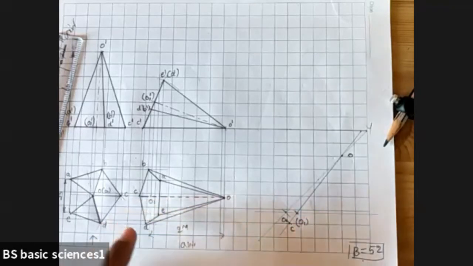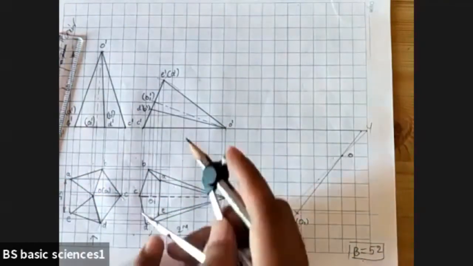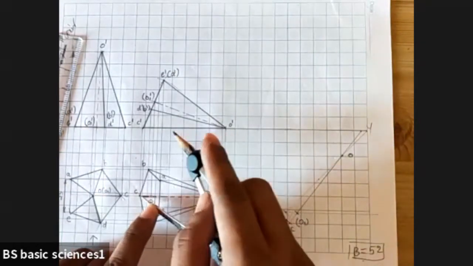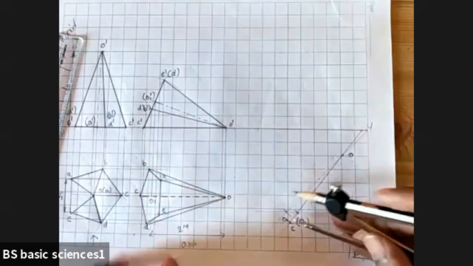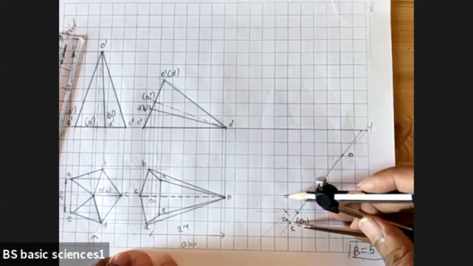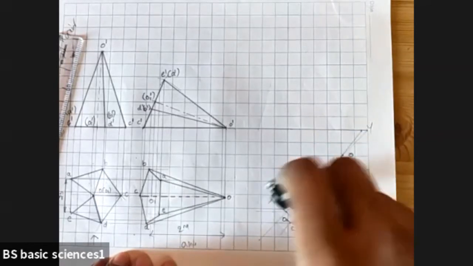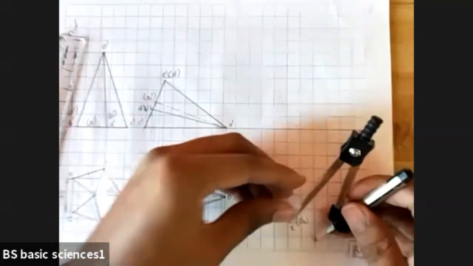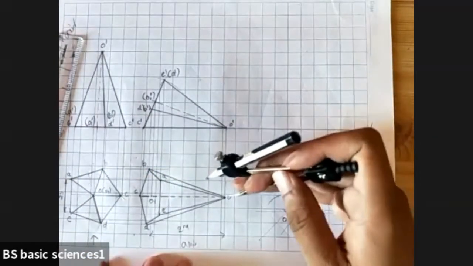After that, using the arc method, we can transfer the points B, A, E, and D. I'll take the length from C to B and cut an arc. And after that, C to D is also the same length. I'll cut an arc on the opposite side. I'll take the measurement from O to B.